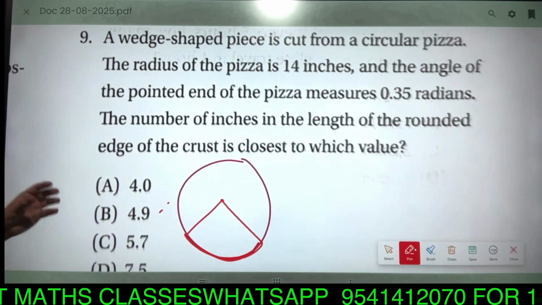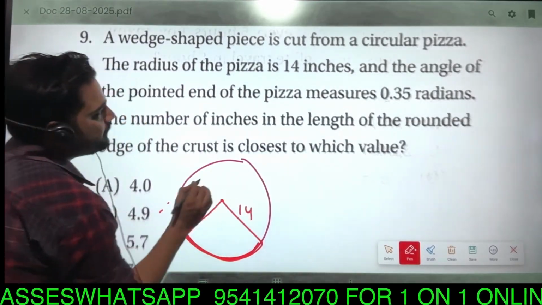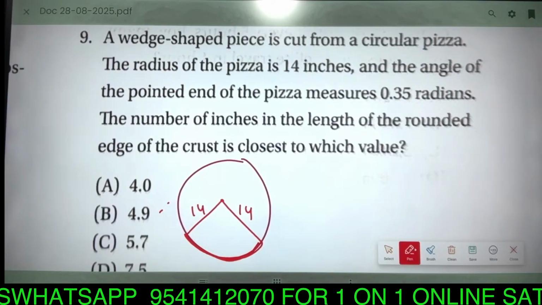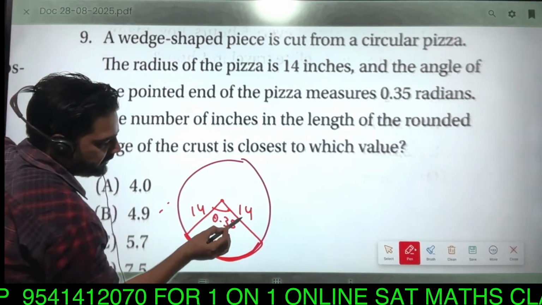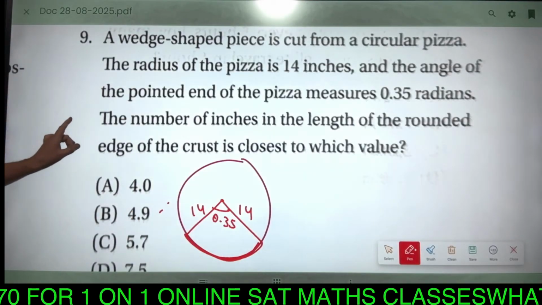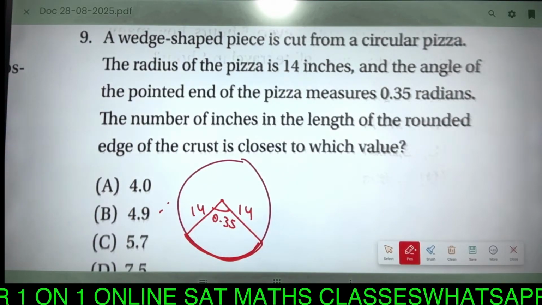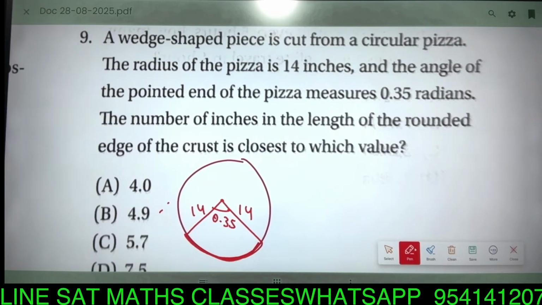So now they are saying the radius is 14 inches. Okay, so this value will be 14. And the angle of the pointed end of the pizza measures 0.35. So this formula we have discussed today in the class, that theta is L by r. And it is saying the number of inches in the length of the rounded edge of the crust is closest to which value.